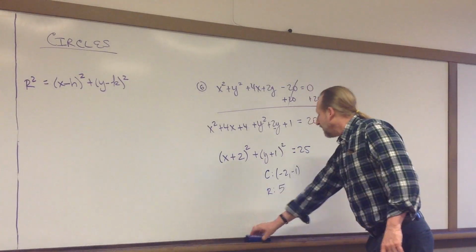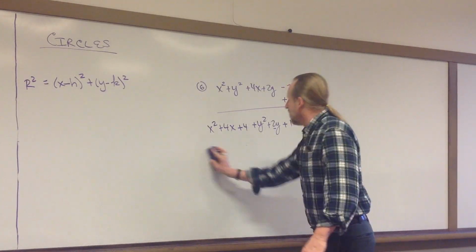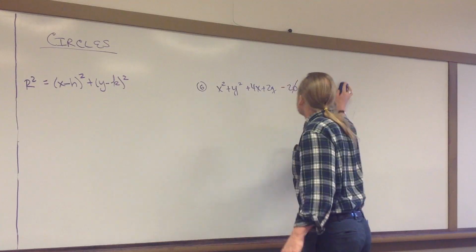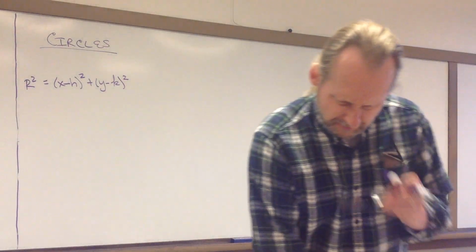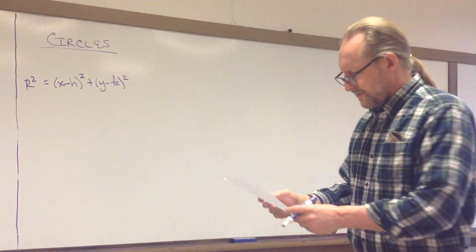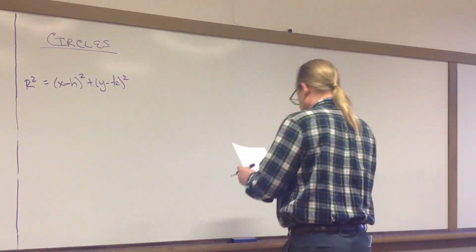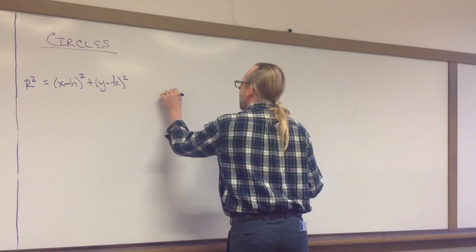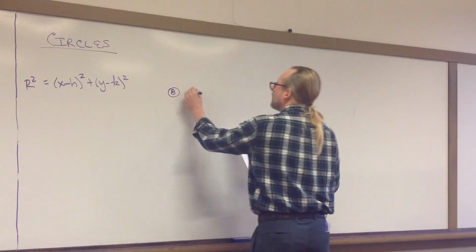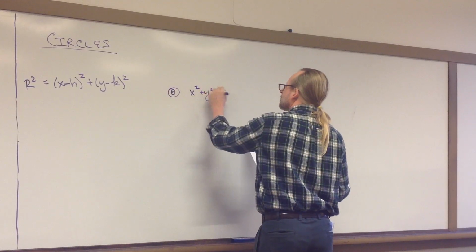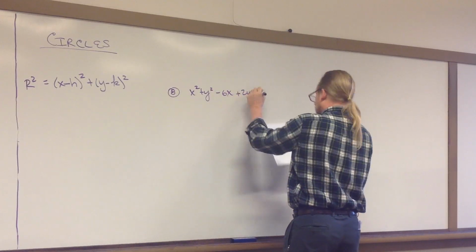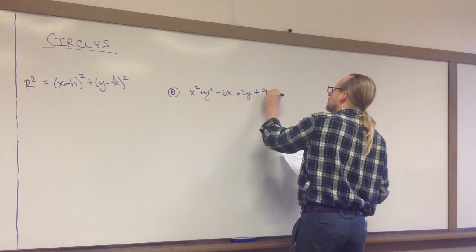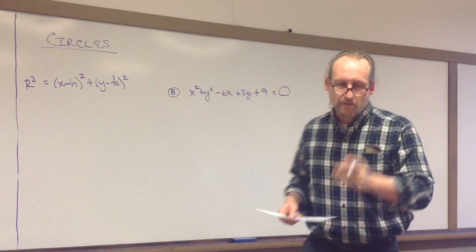Let's move through a couple of these, and then we'll look at some trickier problems where we have to complete the square. All right. Problem 8. x squared plus y squared minus 6x plus 2y plus 9 equals 0.